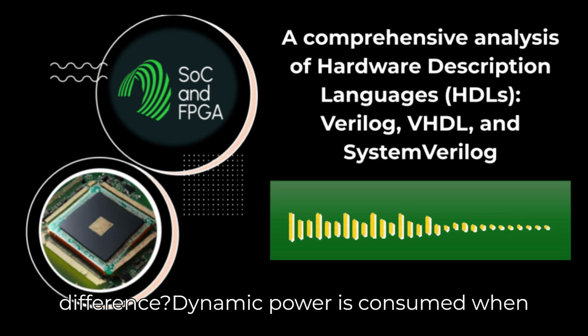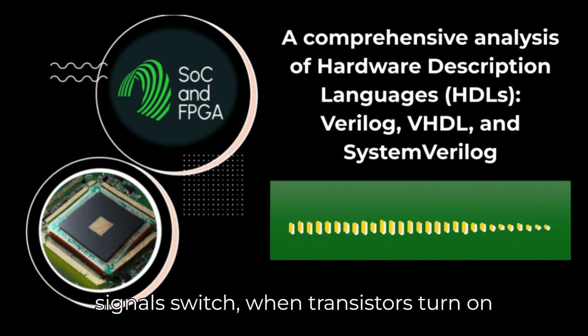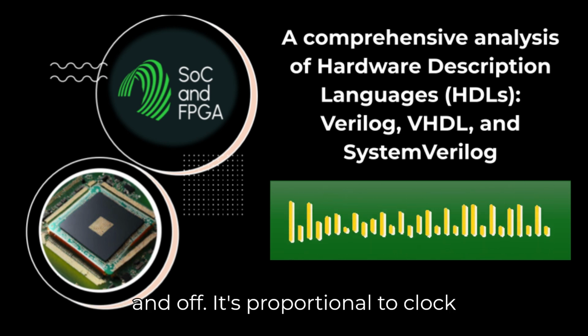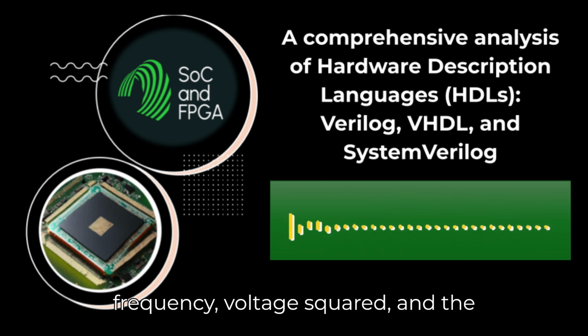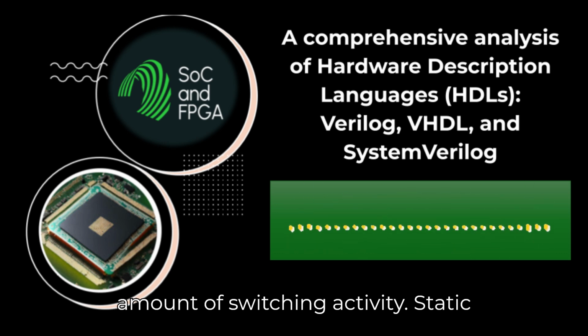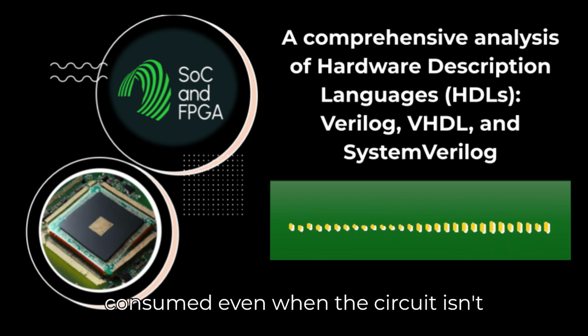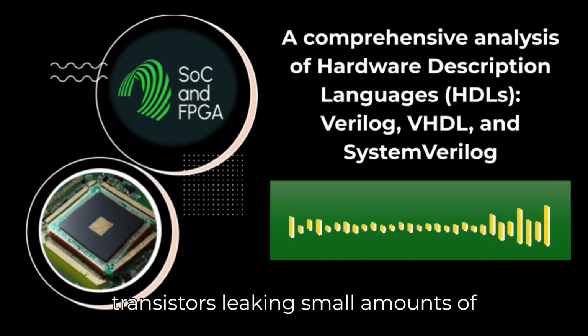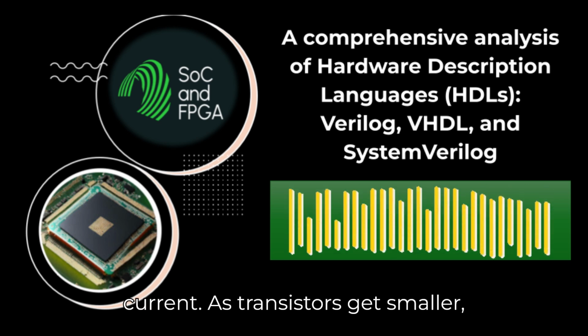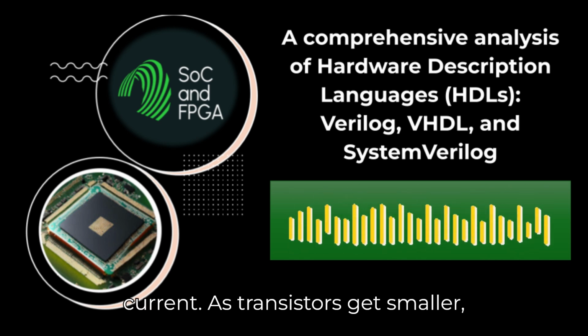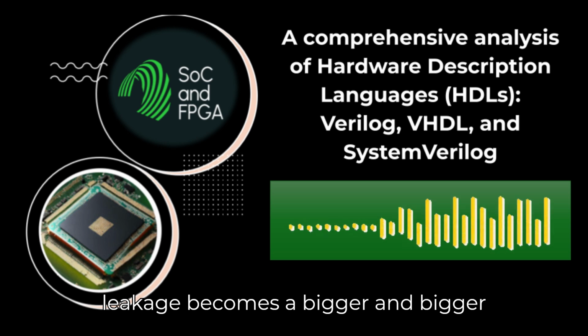Dynamic power is consumed when signals switch, when transistors turn on and off. It's proportional to clock frequency, voltage squared, and the amount of switching activity. Static power, or leakage power, is power consumed even when the circuit isn't actively switching, just due to transistors leaking small amounts of current. As transistors get smaller, leakage becomes a bigger and bigger problem.